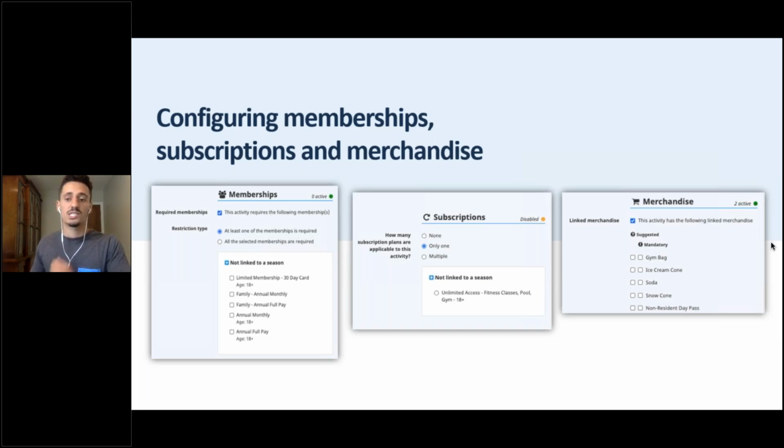Next up, merchandise is very, very handy if you want to link merchandise or suggest items as they're checking out. For example, if it's for a soccer team, you can suggest the purchase of a ball. If there is a ball or a gym bag in this case, and you check selected, as they are checking out, a prompt will appear suggesting they purchase the ball if they want.